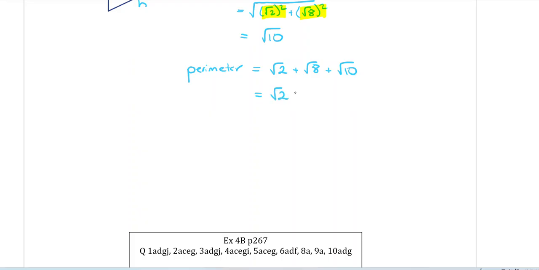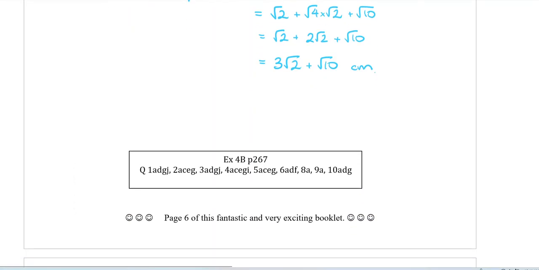The root 2 stays. Square root of 8 is root 4 times root 2 and plus the root 10. The square root of 4 is 2, so I have root 2 plus 2 root 2 plus root 10. And now I have made some like surds. Root 2 plus 2 root 2 makes 3 root 2 plus root 10, and that would be in centimetres for the perimeter of the triangle. Okay, time for you to do exercise 4B.